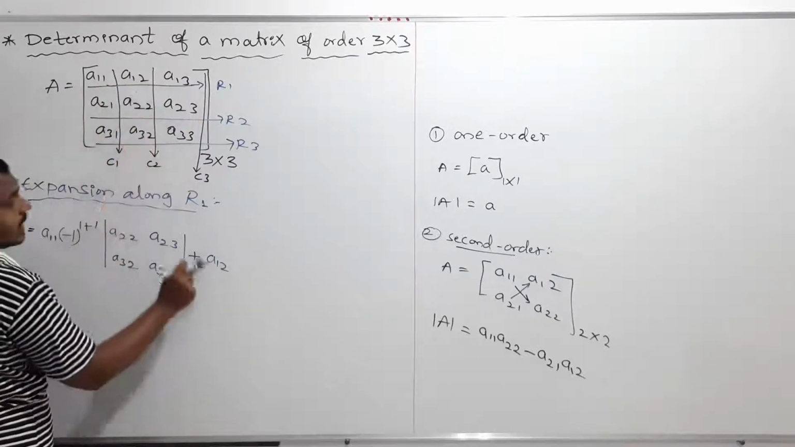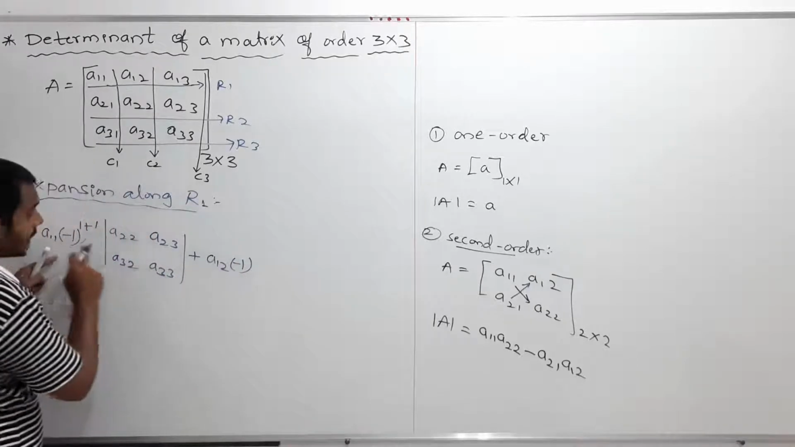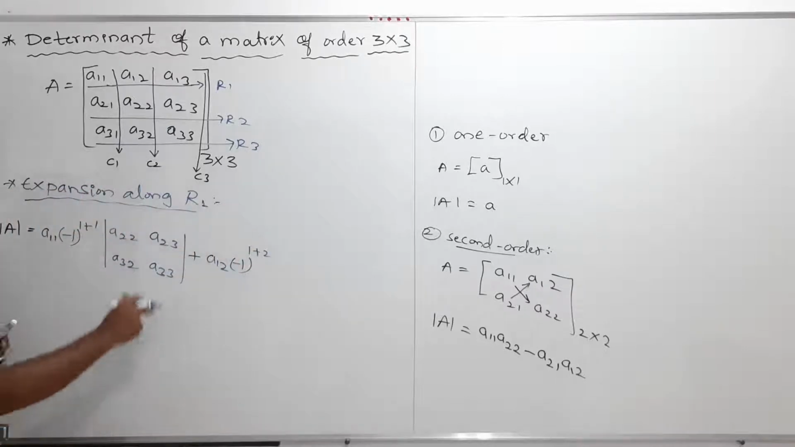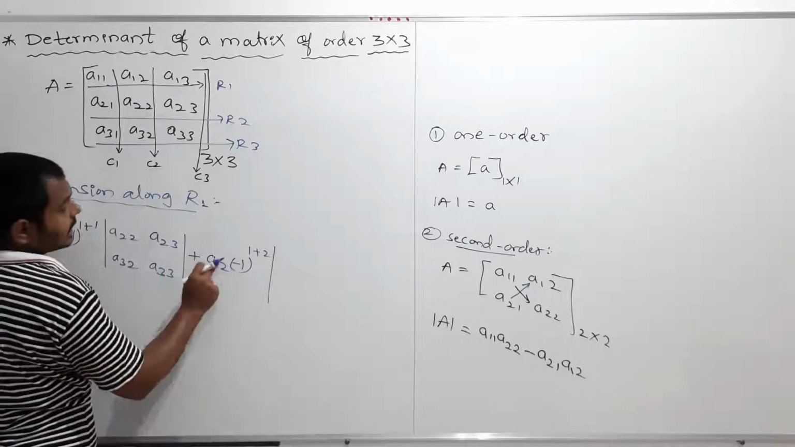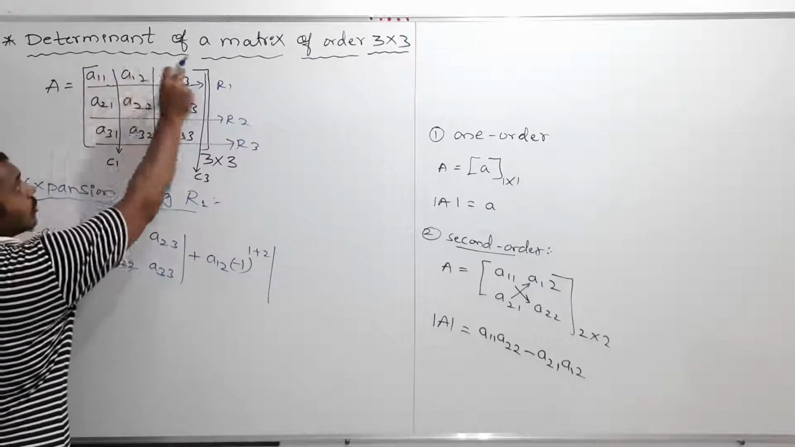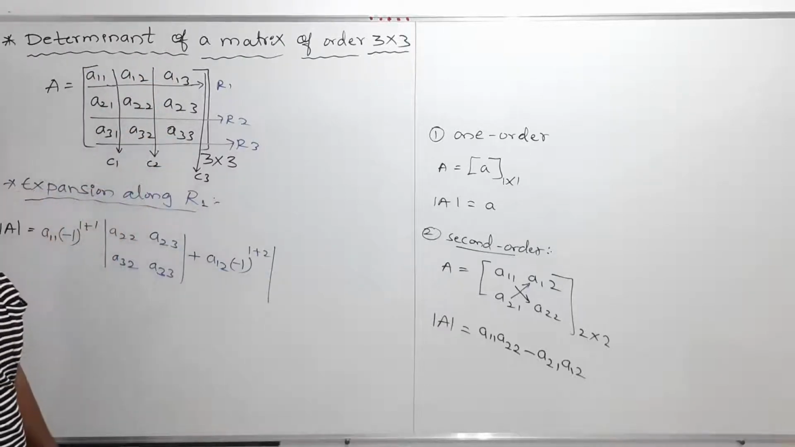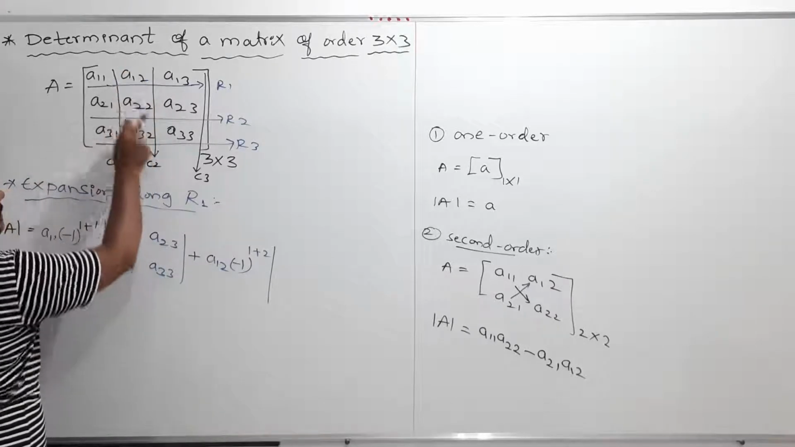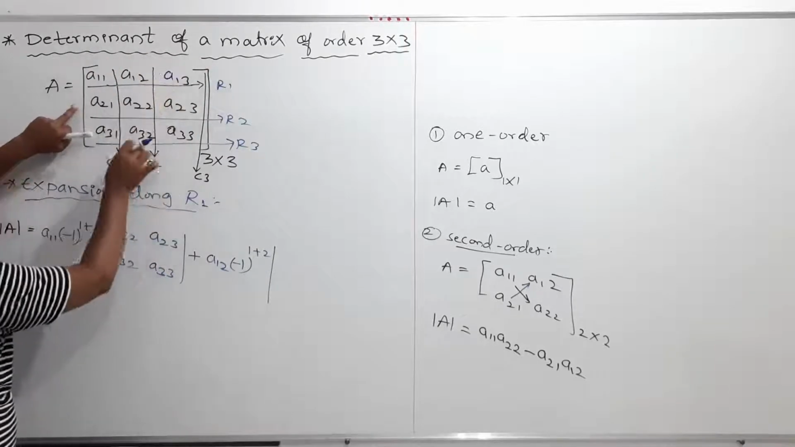So after taking this A12, next similarly you should take it as -1 whole to the power sum of the suffixes, 1 plus 2. Clear? And next again you should multiply with the determinant, that is leaving this A12 element. The row and the column where A12 lies, you should leave, and take the determinant of the remaining elements. So A12 is lying here, therefore leave this row and this column. That is nothing but first row, second column you should leave.